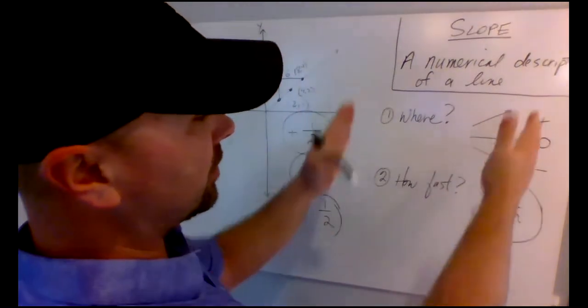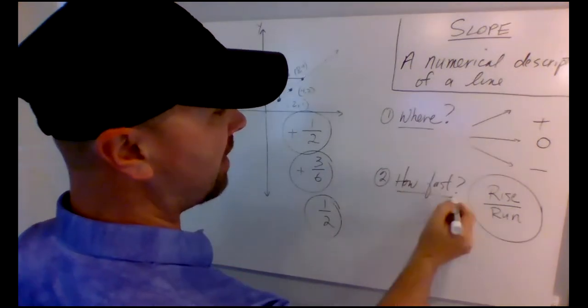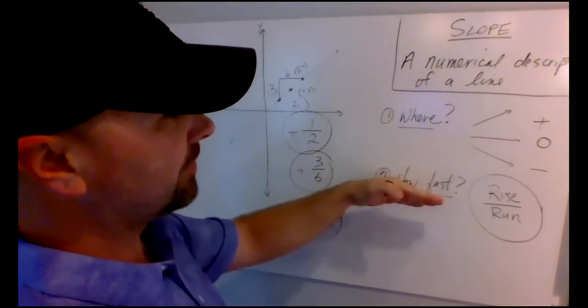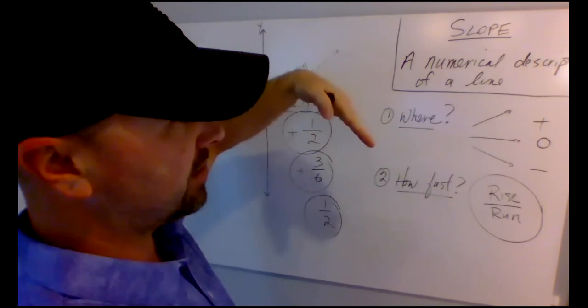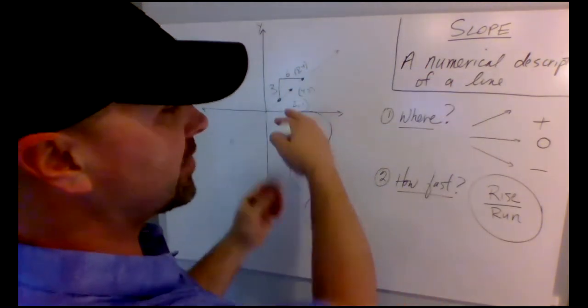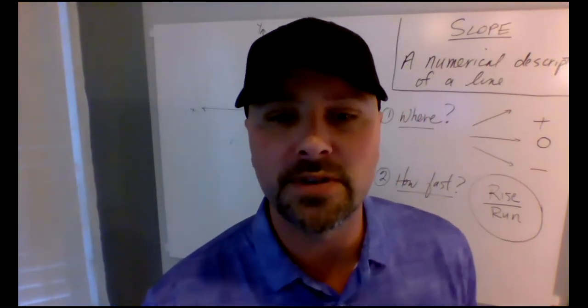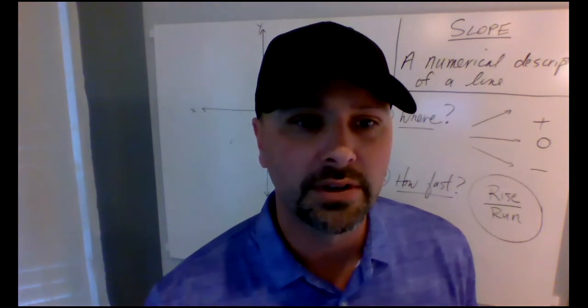But here's the main thing I want you to get. 2 ways to describe a line on a graph. Where it's going, how fast. Is it increasing or decreasing, positive or negative? How fast is it getting there? That's the rise over the run. So I think the rise over the run might be easier to see on a worksheet. So let's take a look at what I've got for you today.